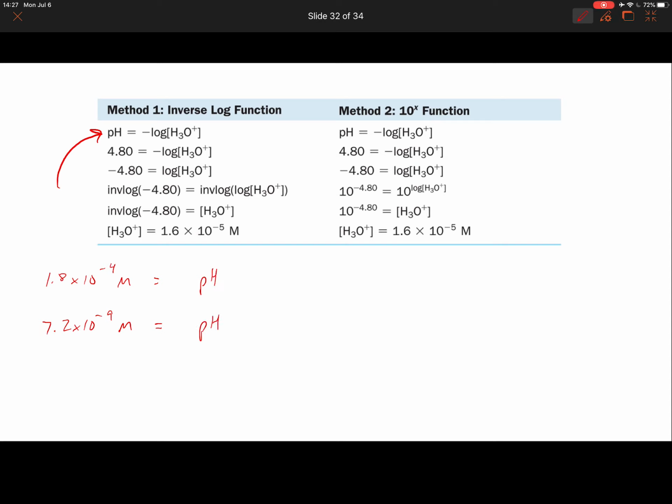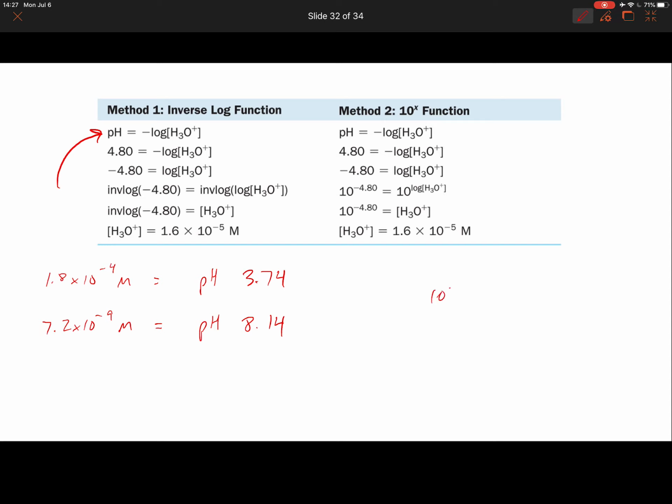And so you take your calculator, you plug in the negative log, or I like to plug in this number first and then go negative log and then hit my answer button. But you just go in there and you plug in a negative log and you get, for the first one, 3.74. If you do the second one, you should get 8.14. And I encourage you to take a look at the numbers.